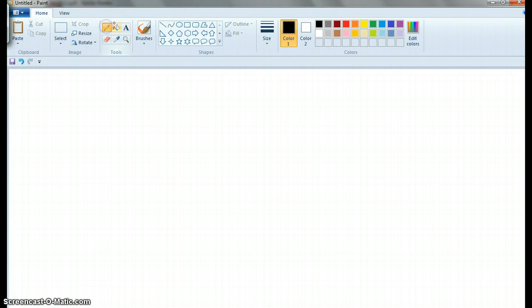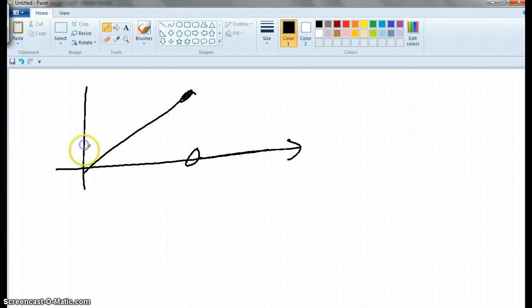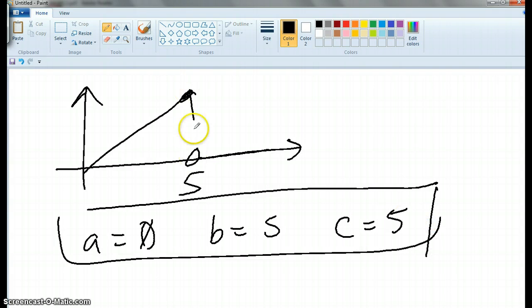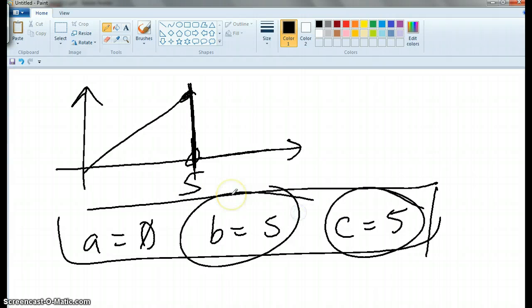So you can do them yourselves, I'm just giving you the idea. So this next one is a little bit different, and the clue there is, what does a equal? 0. What does b equal? 5. And what does c equal? 5. Okay, so that's the trick on that one, that the c and the b are the same. Okay, that's all good.